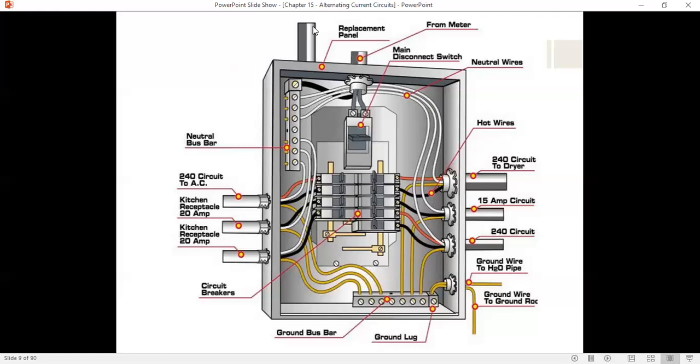So that is the home electricity and why we call it 120 VAC and 240 VAC.